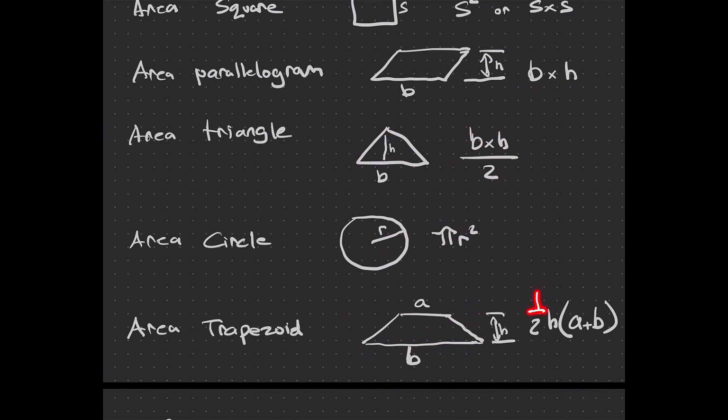Well, it is take 1/2 of the height and multiply that to A plus B. And notice that that is contained within the brackets, so you need to add A and B together first before you multiply it by 1/2 the height.